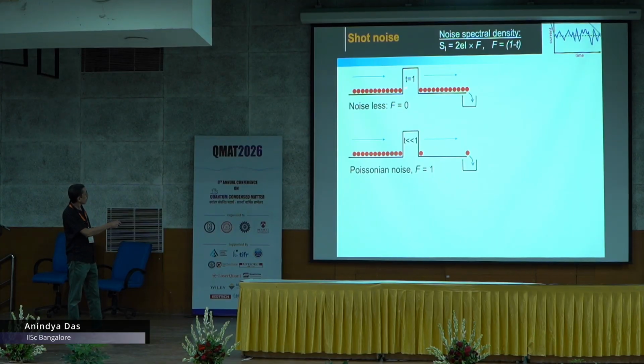To the contrary, imagine I have a transmission of 1. Then whatever the train of electrons is, they will go through, and in the detector you will see the same pattern. There is no fluctuation, so you will not see anything.